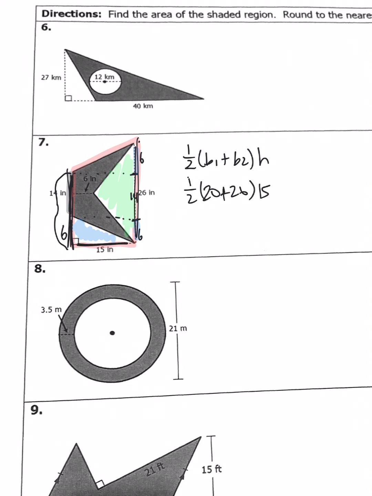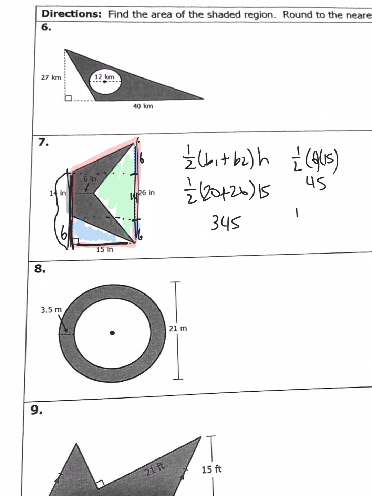And that's going to be 46 divided by 2 is 23, and then times 15 is 345. That's the area of the trapezoid. And now we're going to subtract away the green and blue triangle areas. So the little blue triangle is 1/2 times 6 times 15. So that's 3 times 15, that's 45.